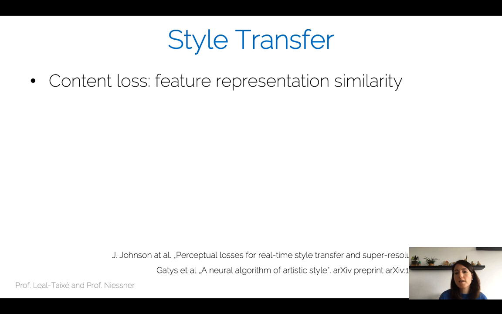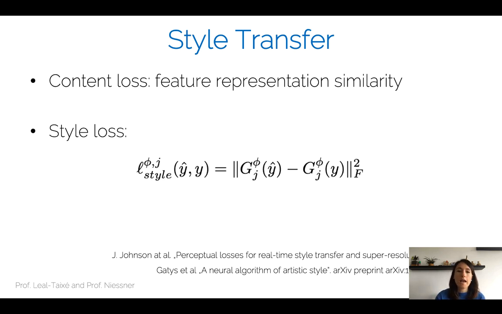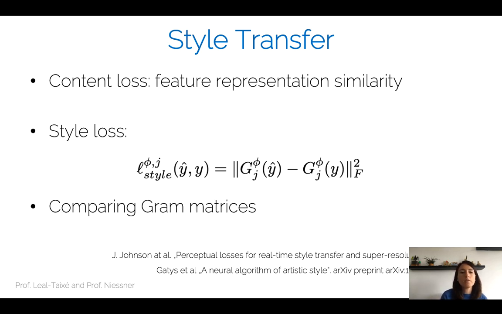But the interesting thing here is how do we actually perform style transfer, and why do we need to use the content loss? Remember that the content loss measures the similarity between the feature representations. There's also another loss that we're going to use for style transfer, which is kind of the opposite, which is the style loss. The style loss is going to measure not the content, but only the style, and it does this by comparing gram matrices.